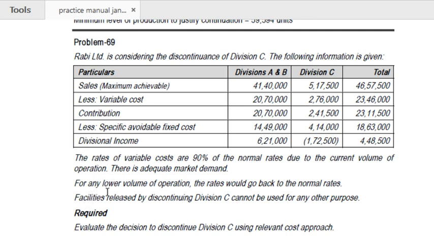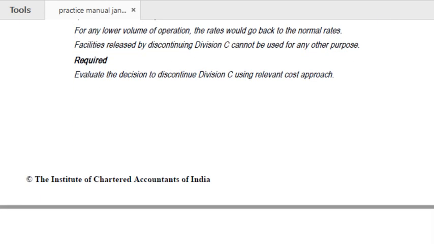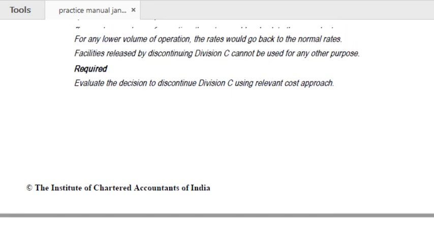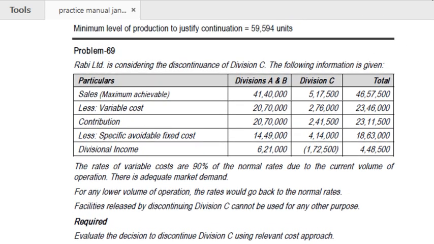Then, facilities released by discontinuing division C cannot be used for any other purpose. You are required to evaluate the decision to discontinue division C using the relevant cost approach. So that is the total question. I hope you guys have taken a screenshot of this question. So let's get into the solution.